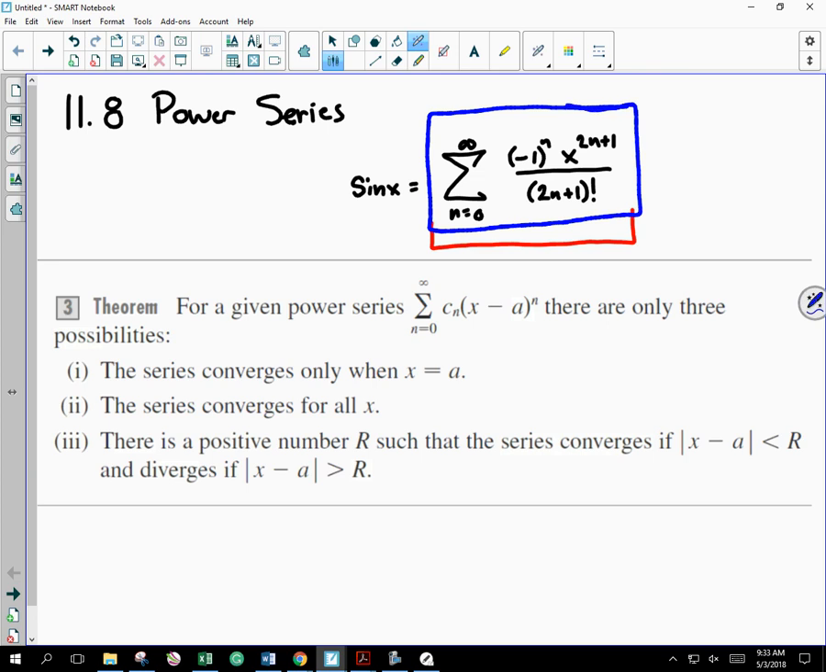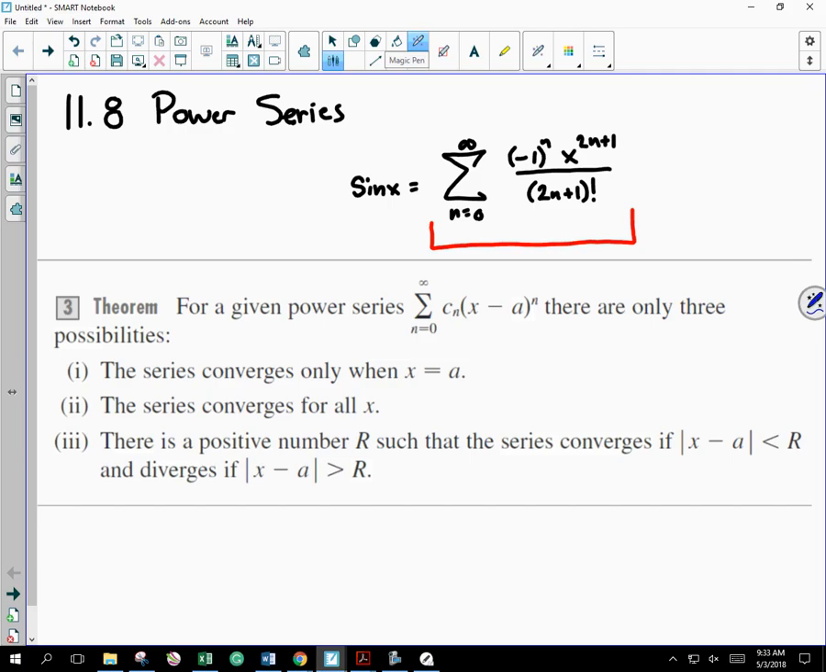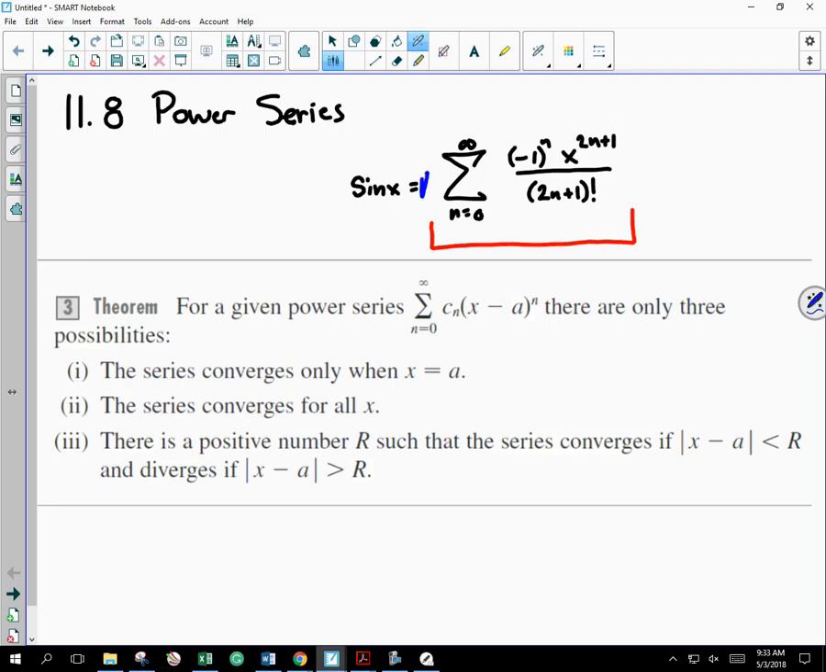It's not as bad as it sounds. Tonight, they're going to give you this. This is going to be given, okay? So on tonight's homework, they're not going to tell you what it's equal to. They're just saying, okay, here's an endless polynomial. And they're going to ask you to find the interval of convergence, what we call the domain. We did this earlier in this chapter. Find the domain, find the x's that make this converge, okay?